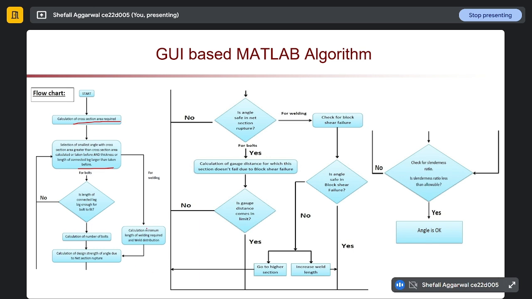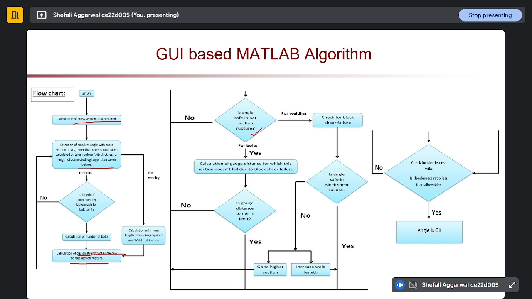Same way for the welding, this should be the condition: minimum length of welding required in the weld distribution. If it is yes, then we will go to the next step, otherwise again we will change the type of section we are using. So after getting everything, we calculate the design strength of the angle due to net section rupture. Is it in the safe net section rupture? If yes, then we will go further. If no, then we again have to design our section accordingly. We have to change the dimension of our section.